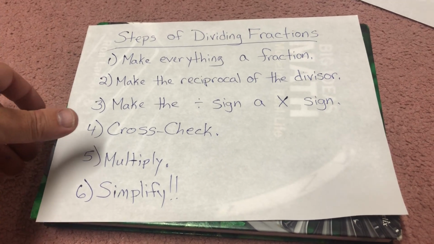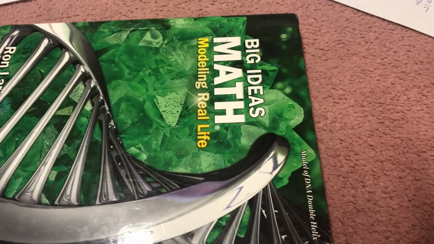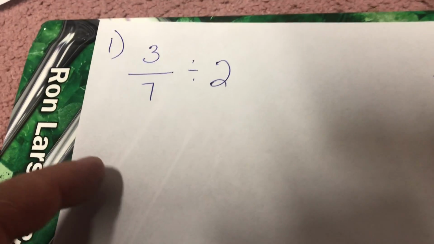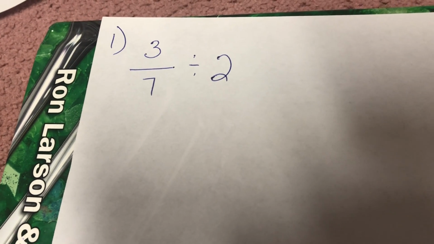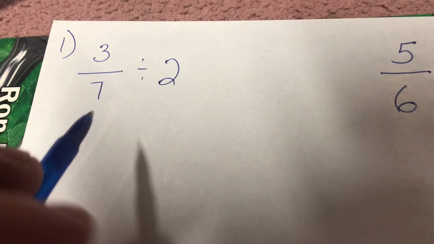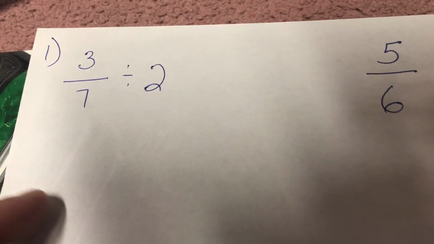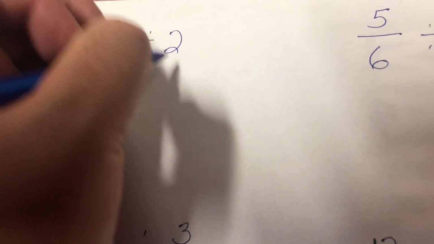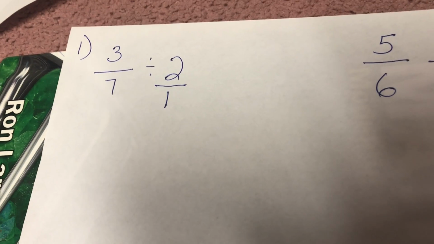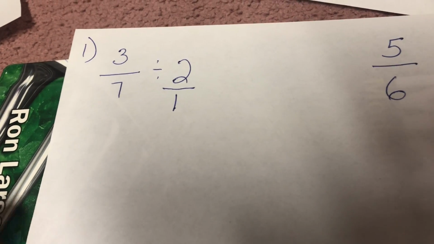So let's actually take these steps and put them into practice. All right. 3 over 7 divided by 2. Now, once again, it's make everything a fraction. Now, 3 over 7 is already a fraction. So it's going to become divided by 2. Remember what we did yesterday. To make a whole number a fraction, it becomes over 1. So 2 over 1. Then it says to make the division sign a multiplication sign.